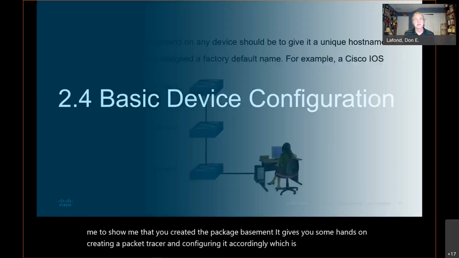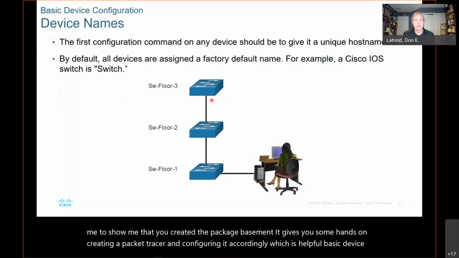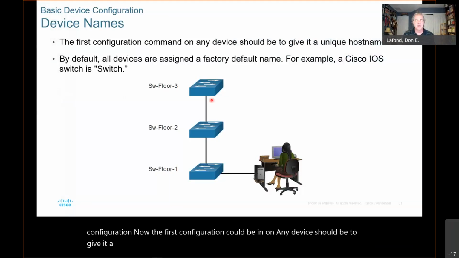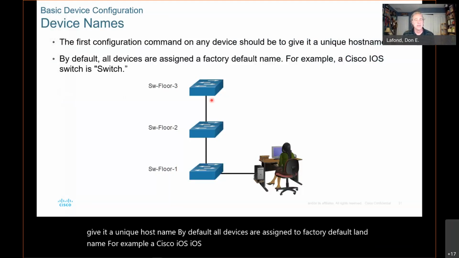It gives you some hands-on experience creating a Packet Tracer and configuring it accordingly, which is helpful. Basic device configuration. Now, the first configuration command on any device should be to give it a unique host name. By default, all devices are assigned a factory default name. For example, a Cisco IOS switch is named Switch.